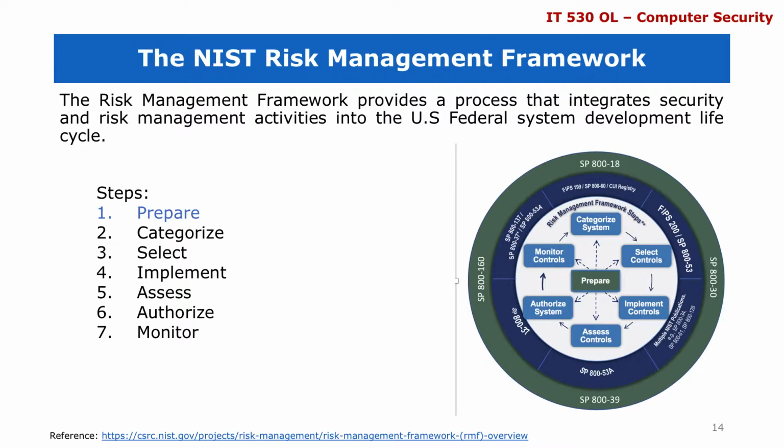Then there is the next step, which is select, and it is usually an initial set of baseline security controls that is provided as part of NIST 800-53. It really breaks down the controls at the high, moderate, and low levels, and different control families such as AC, IA, SP, and all those different families.